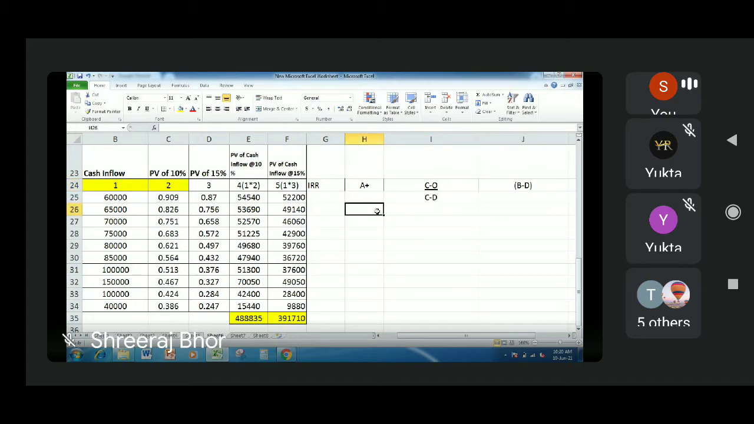So first, A stands for lower trial rate. So two rates are there, 10 and 15. So A is 10. Okay, B is the higher trial rate. So B is 15. Now what about C? So C stands for PV of cash inflow at lower trial rate.